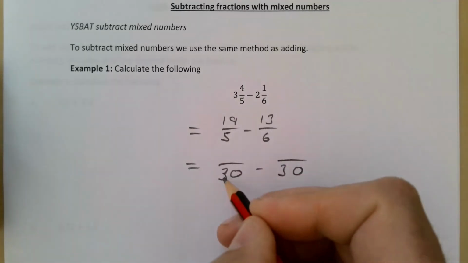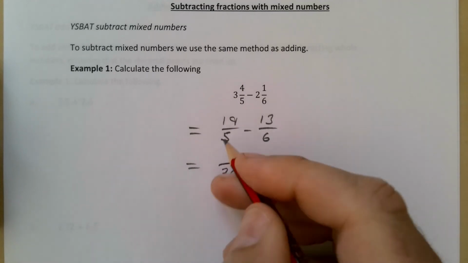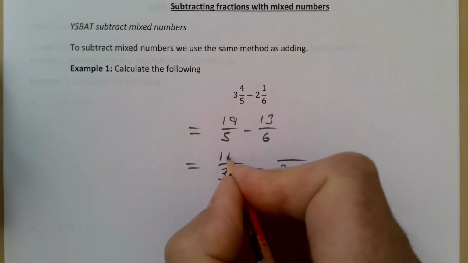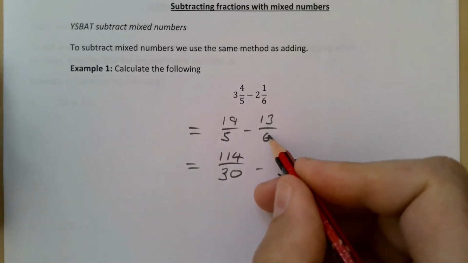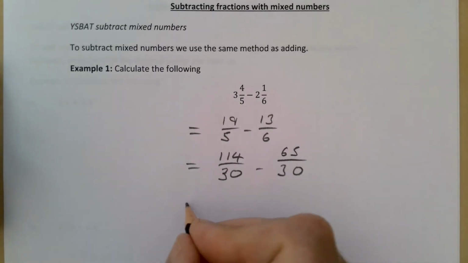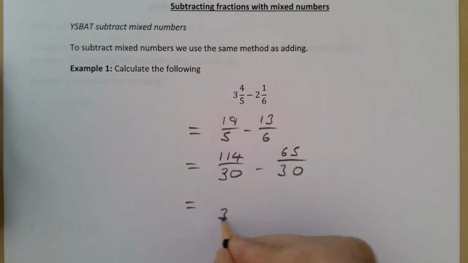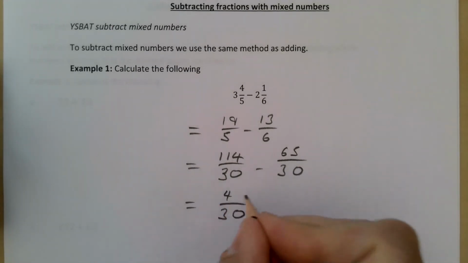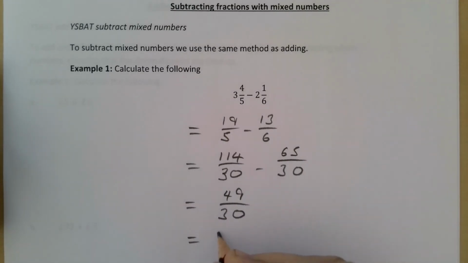I'm timesing this by 6, which I think gives 114. I'm timesing this by 5, so timesing this by 5 gives me 65. 114 take away 65, let me see, 35, 15, is it 49? Because 50 would give me, yeah, it's 49 over 30. And that goes 1 and 19 30ths.